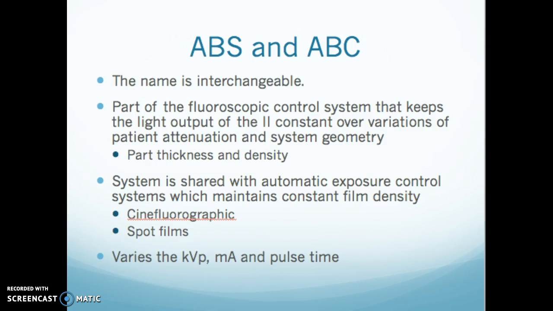So fluorographic, and then there's spot films. So those are the two different systems. So the ABS or the ABC varies with the kVp, the mA, and the pulse time, or just the time. Doesn't have to be pulsed.